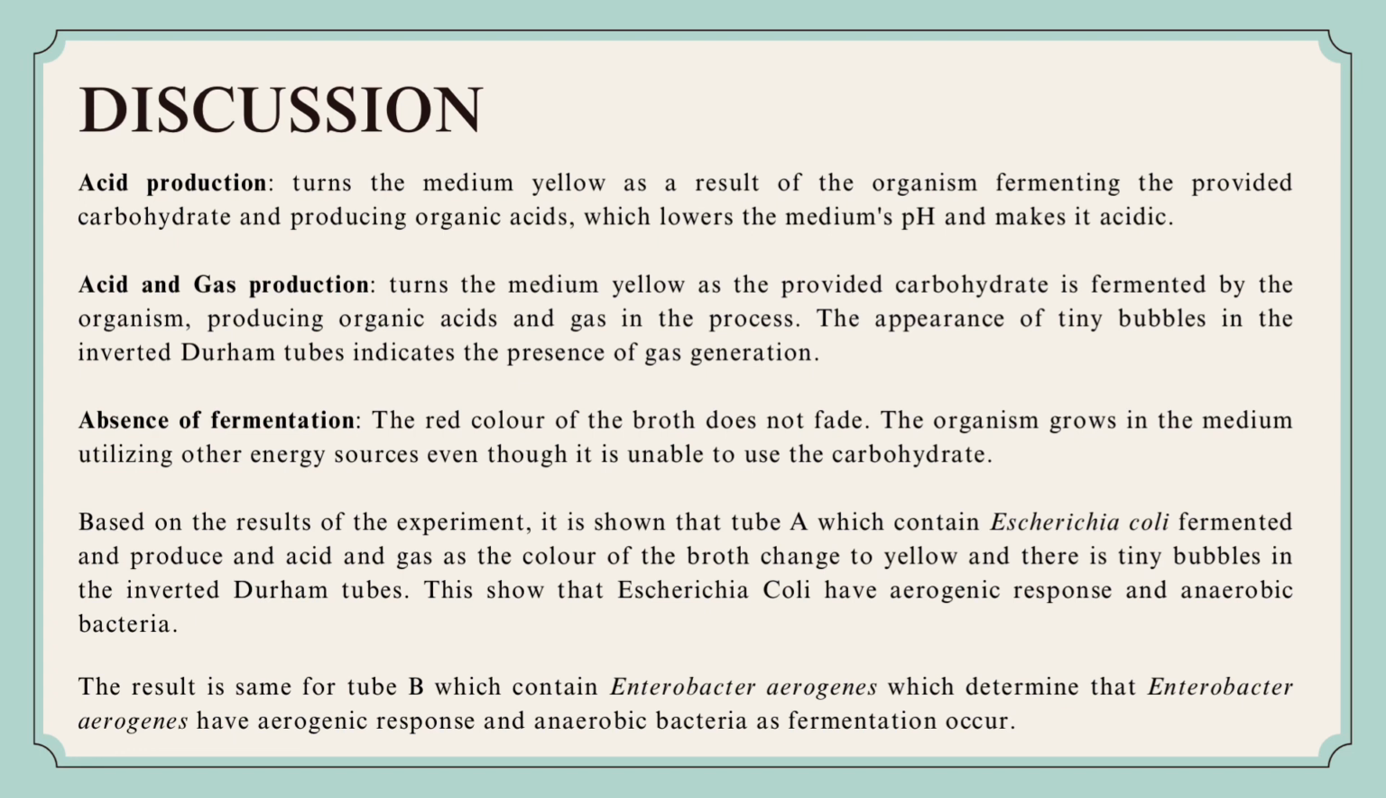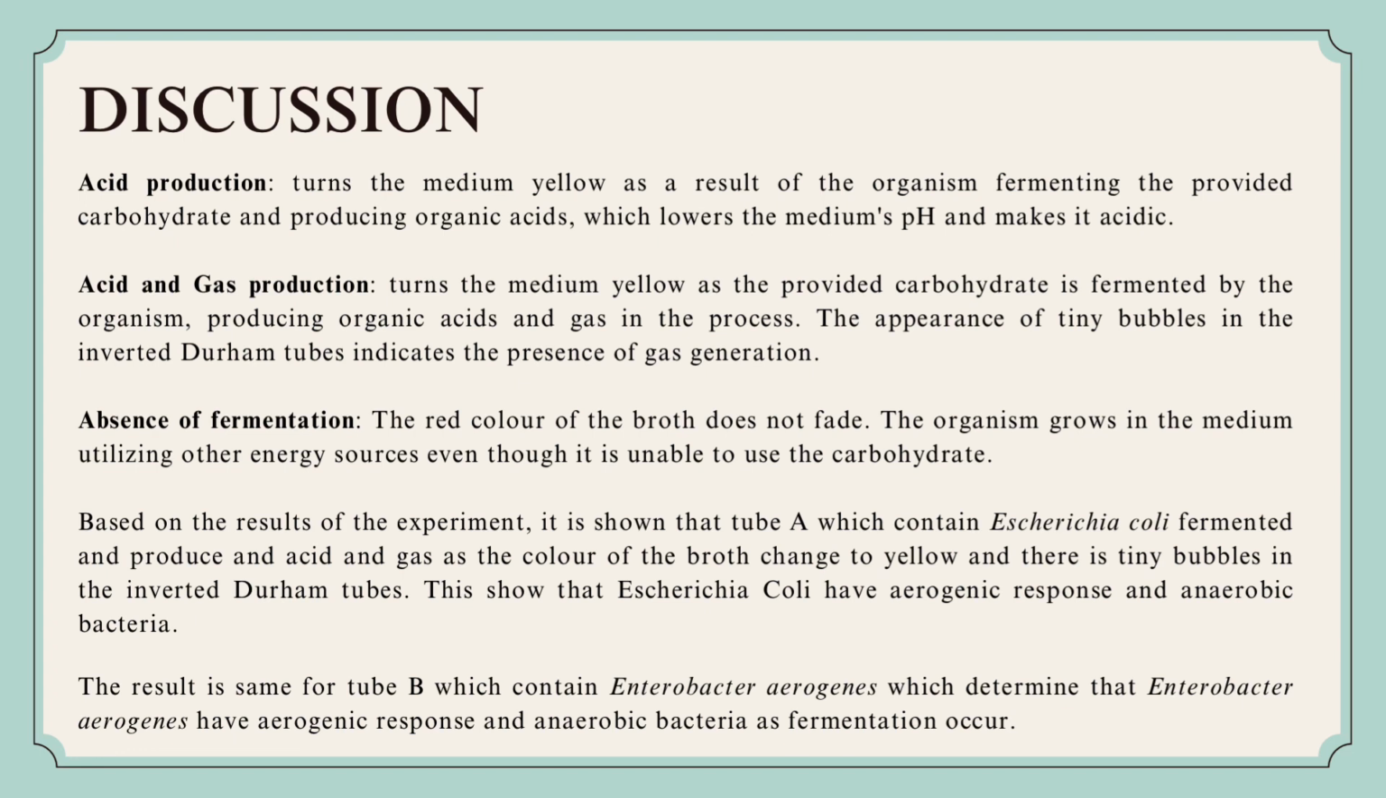The appearance of tiny bubbles in the inverted Durham tubes indicates the presence of gas generation. In the absence of fermentation, the red color of the broth does not fade. The organism grows in the medium, utilizing other energy sources even though it is unable to use the carbohydrate.